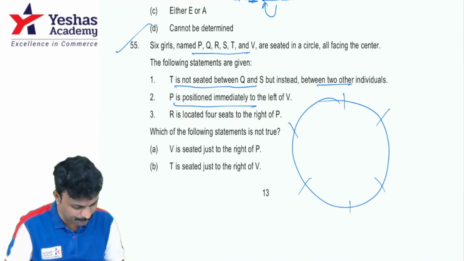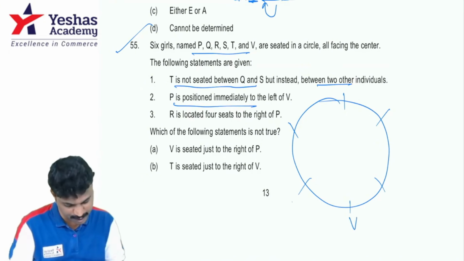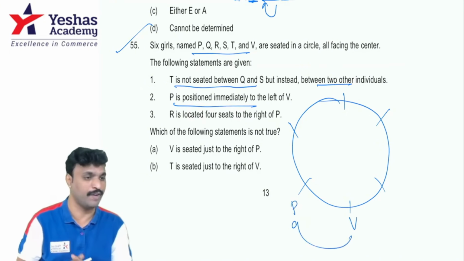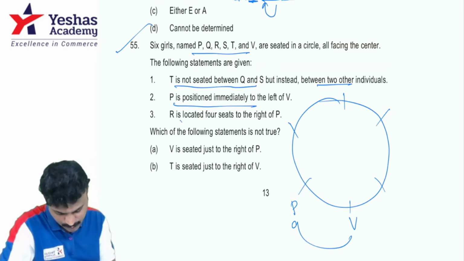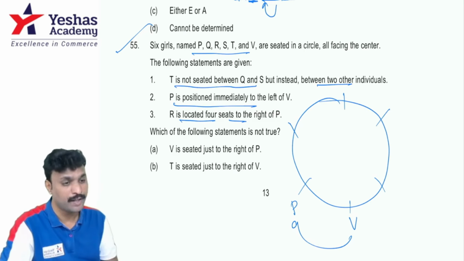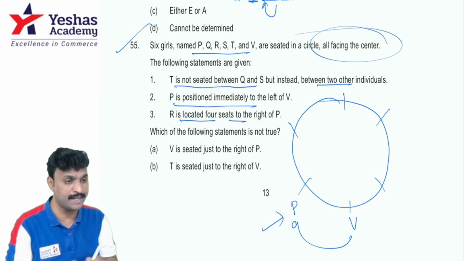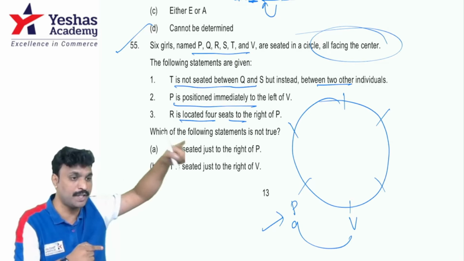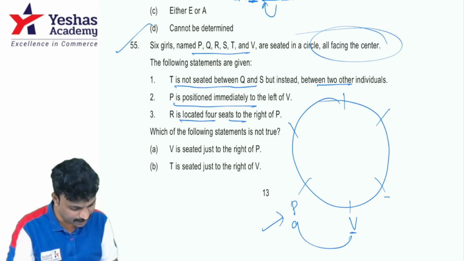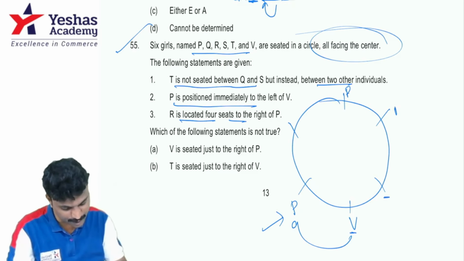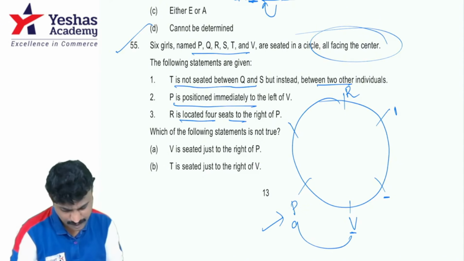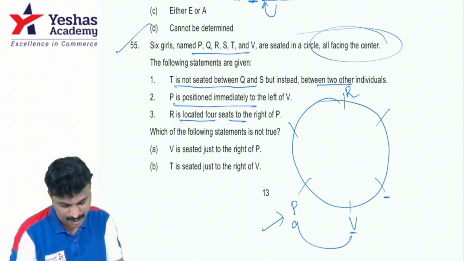That means it's a sure statement. If I position V here, where is P? Immediate left of V, right? And what next? R is located 4 seats to the right of P. So all of them are facing the center, so P is here. Where is R? 4 seats to the right of P. First, second, third, fourth. Here comes R. Have you understood? Now, what next?